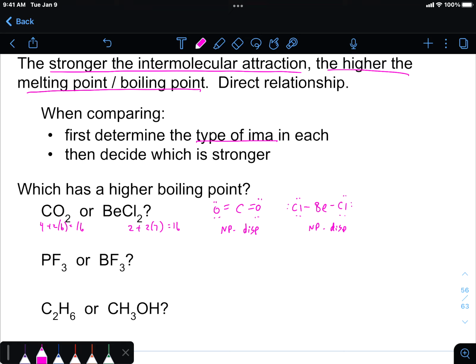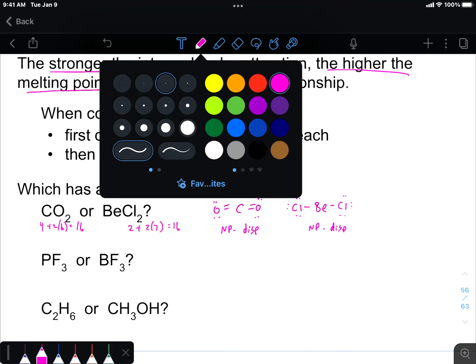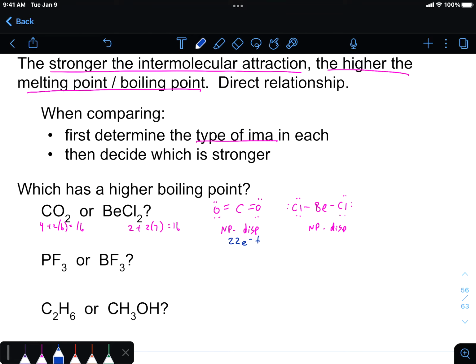So now we need to decide, well, what makes two things with dispersion forces different? The answer is the number of electrons. Right? So we add up the electrons. For CO2, oxygen has 8 electrons, so times 2 is 16. Carbon has 6, so it's 22 electrons. And again, I'm talking about total electrons, not valence electrons, total, which means you're adding up the atomic numbers. Beryllium chloride, so chlorine has 17 each. 17 times 2 is 34, plus the 4, so 36.